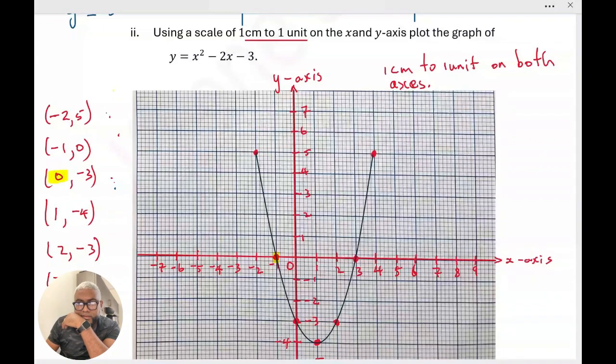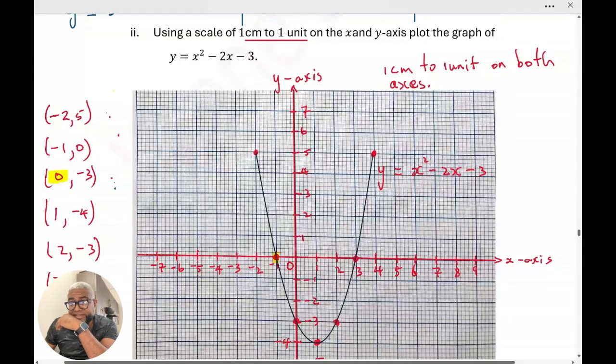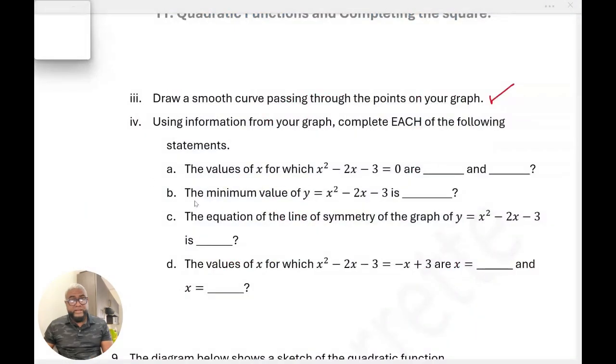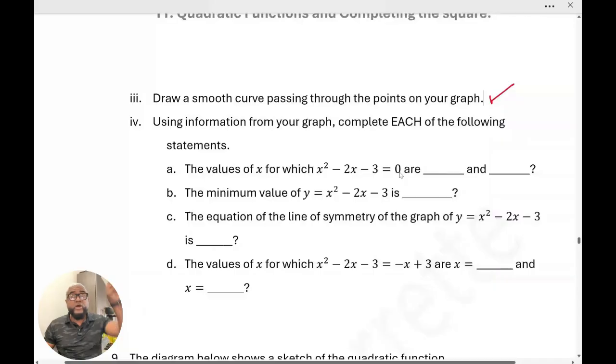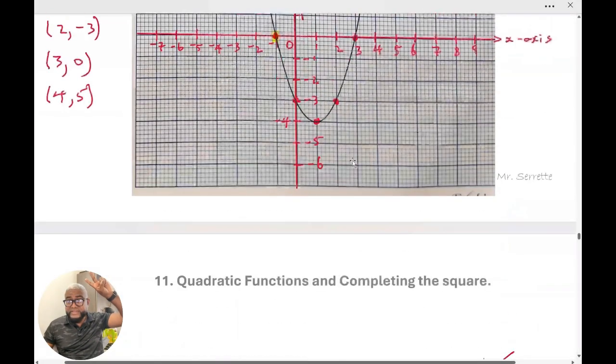So this curve will be y is equal to x squared minus 2x minus 3. That's the definition of this curve, the quadratic equation. So using the information from your graph above, complete each of the following statements. The value of x for which x squared minus 2x minus 3 is equal to 0, meaning where your graph is cutting through your x-axis. You want the two values where the graph is cutting through the x-axis.